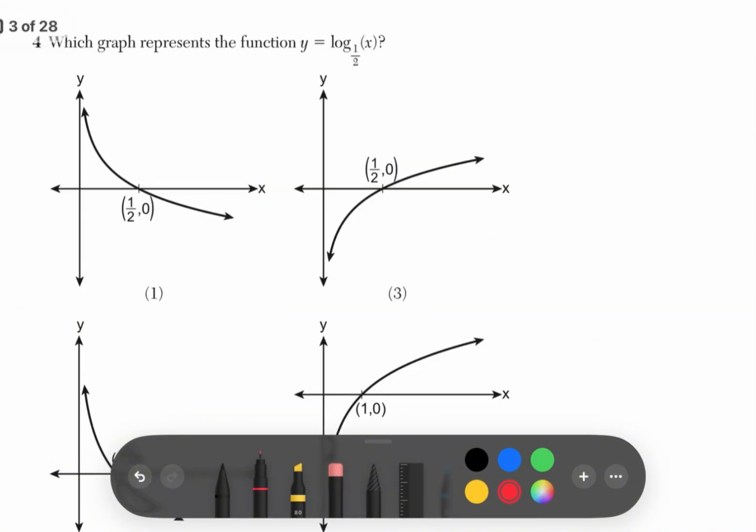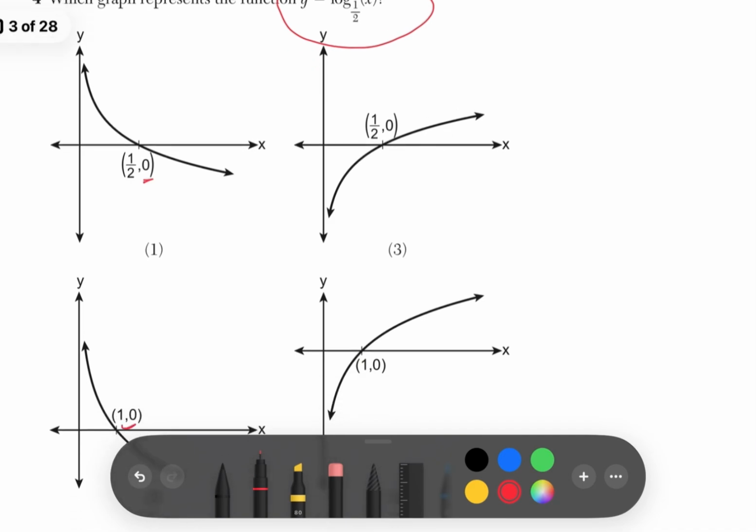Question 4. Which graph represents the function y equals log base 1/2? Well, all you have to do for this problem is to plug it in and graph it in the calculator and look at the x-intercepts. The x-intercept is the value of x when y is 0. So we can see that the y values are 0 for all of these.